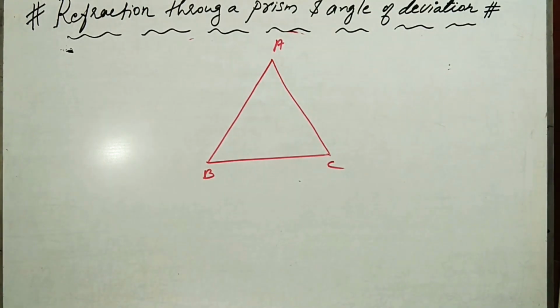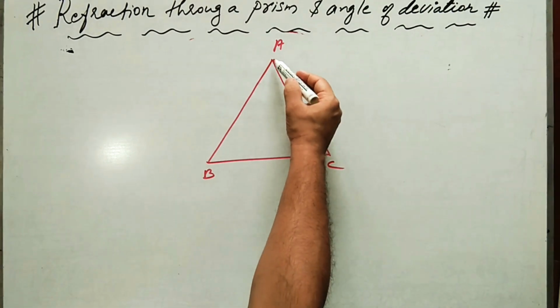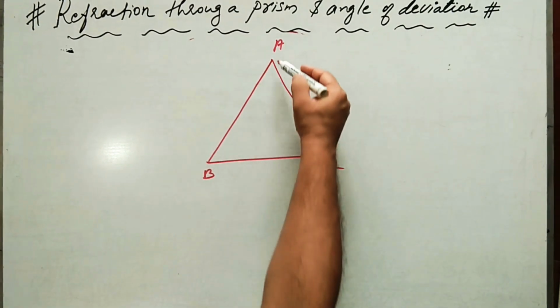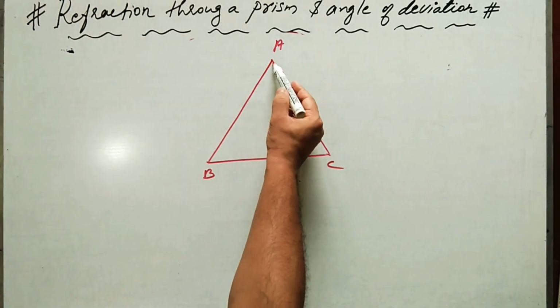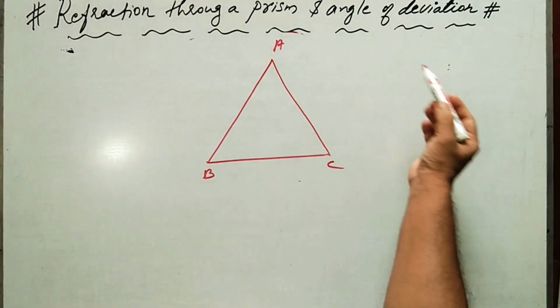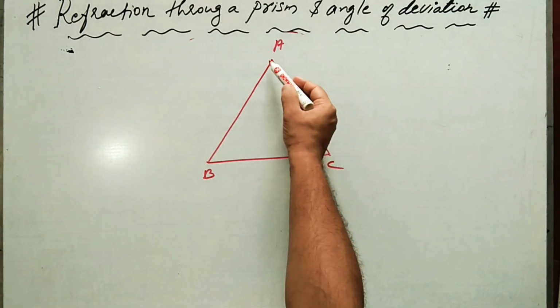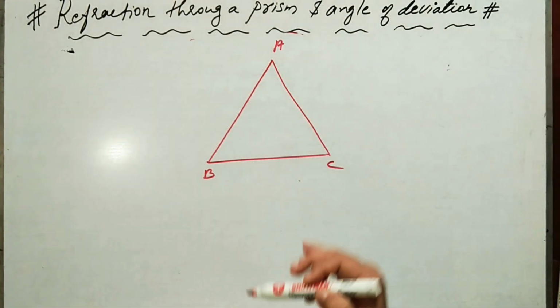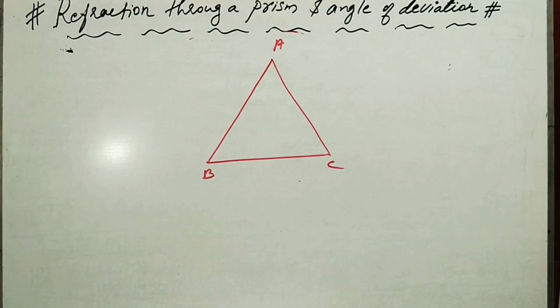ABC is the principal section of a glass prism. As you can see, the refracting surfaces AB and AC are inclined to each other. In case of a glass slab, the refracting surfaces were parallel to each other. Here, AB and AC, the refracting surfaces of a prism, are inclined to each other.